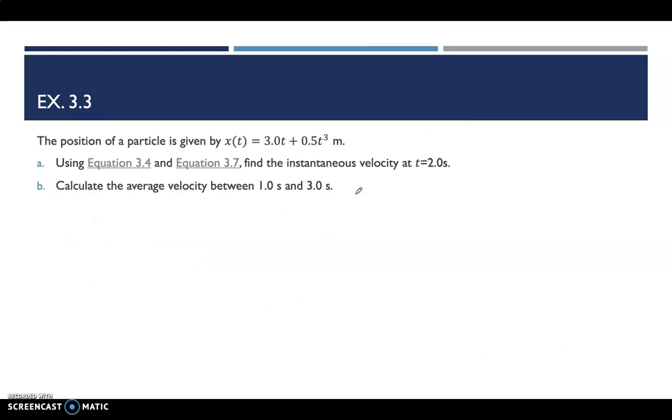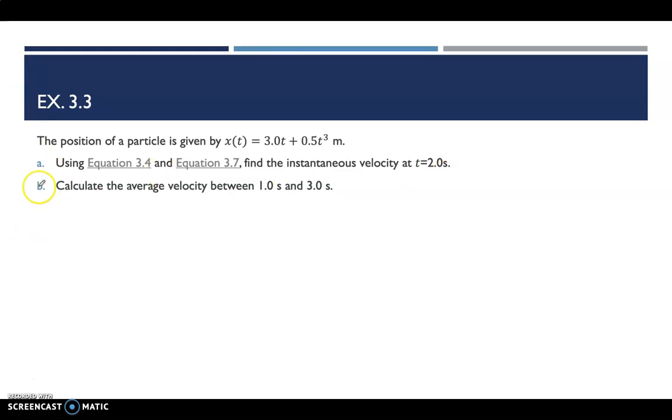All right, so let's go ahead and move on to our next example. This is going to be example 3.3 in your textbook. It states the position of a particle is given by this equation, x of t equals 3t plus 0.5t cubed, and that would be in meters since it is a position. Using these two equations, which are really just telling you how to take your derivative, find the instantaneous velocity at t equals 2 seconds.